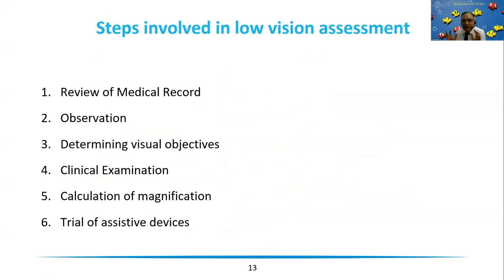So understanding this holistically is so important in your functional history. And what are the steps that we consider when you're doing the low vision assessment? So these are the 6 broad steps.